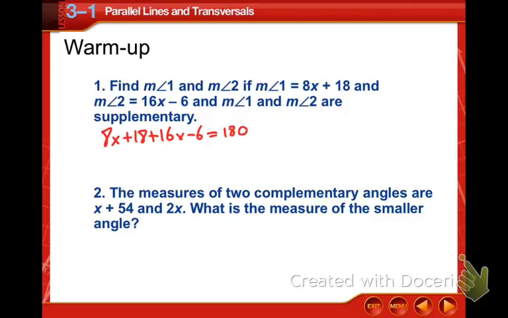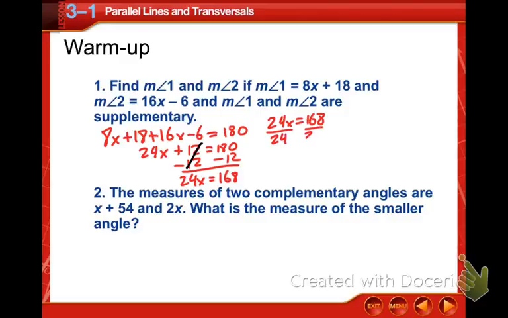Combine like terms: 8x plus 16x gets us 24x, and 18 minus 6 is 12, all still equal to 180. We can subtract 12 from both sides. 24x comes out to be equal to 168. So now we're going to divide by 24 on both sides. So x comes out to be equal to 7.